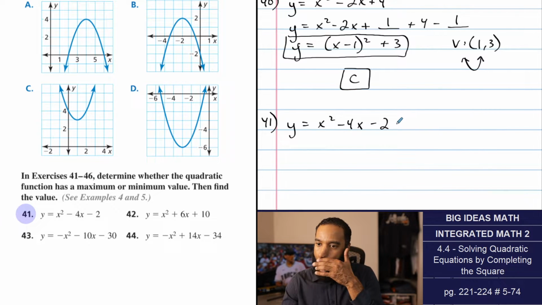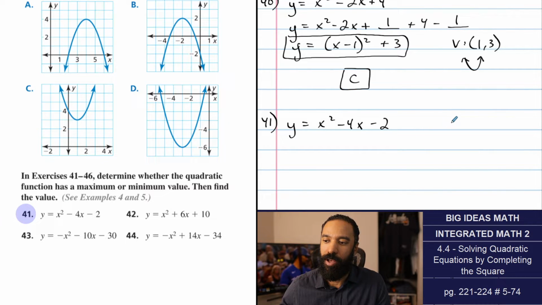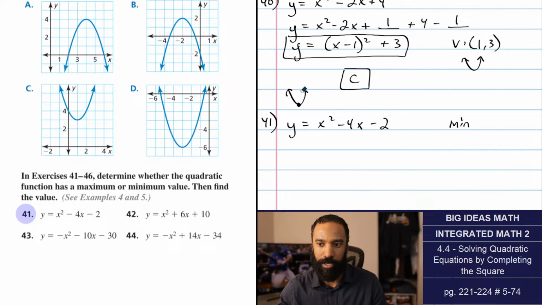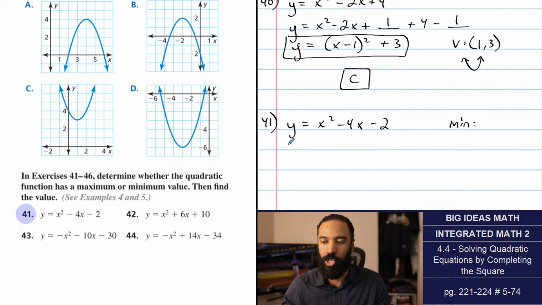Y equals x squared minus 4x minus 2. First of all, it's going to have a minimum. The reason is because 1x squared means it goes this way. The minimum is the vertex at the bottom. There is no maximum for a graph that goes up forever. This graph will have a minimum, and we'll figure out what that minimum is shortly.